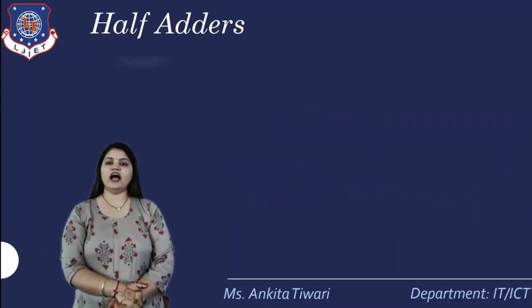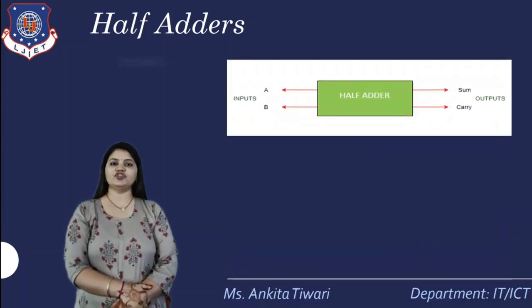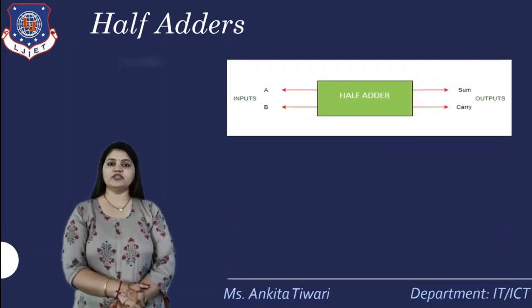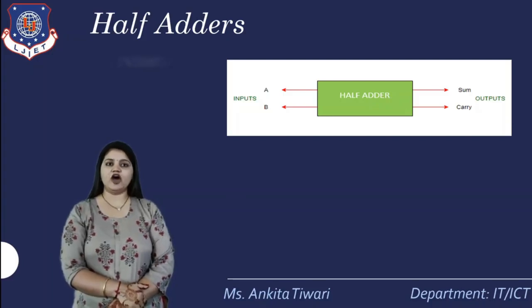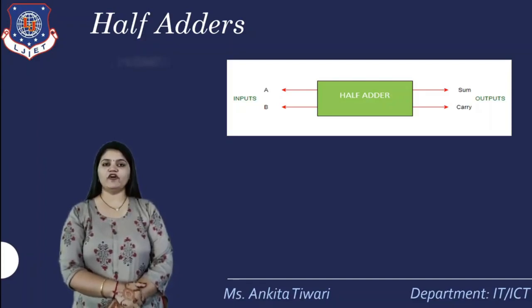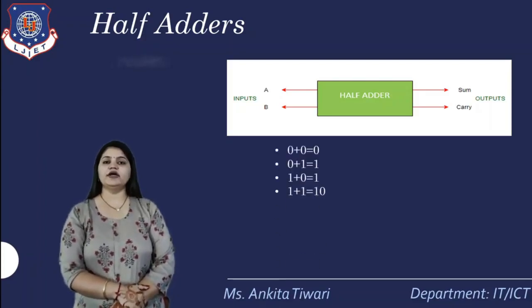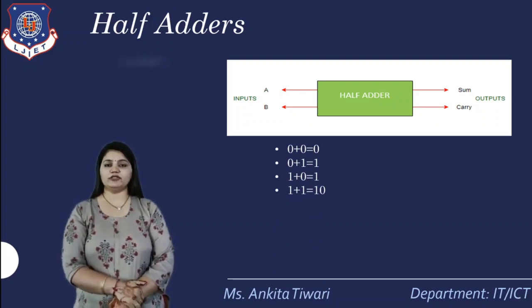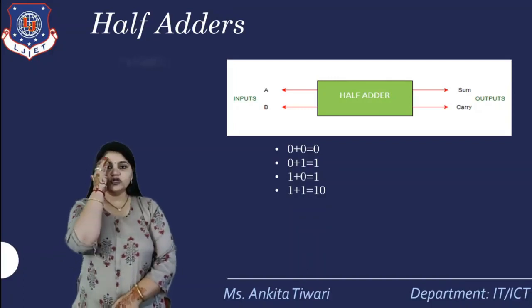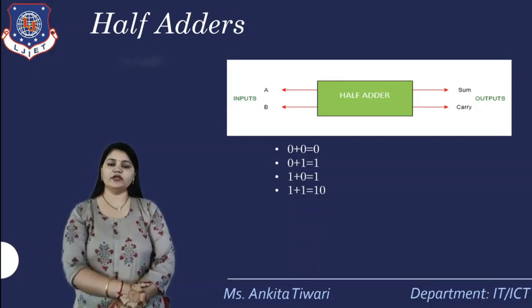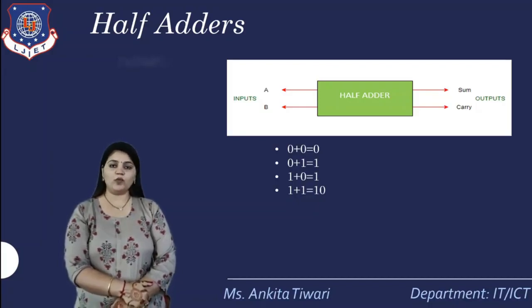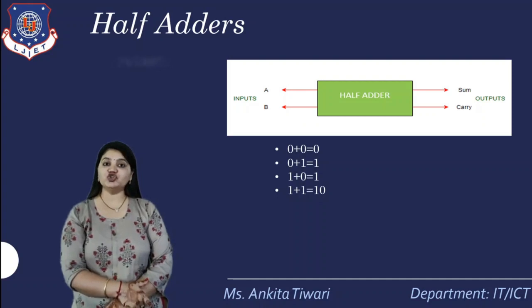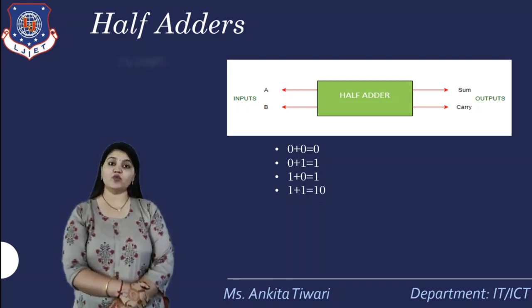The half adder is represented by this diagram, where the inputs are A and B, and the outputs are sum and carry. We always get the output in a 2-bit form, that is sum and carry. If I am adding 2 single-bit numbers, I have 4 possible cases: 0 plus 0, 0 plus 1, 1 plus 0 and 1 plus 1. Here 0 plus 0 is 0, 0 plus 1 is 1, 1 plus 0 is 1, and 1 plus 1 is 2, which is represented in binary as 10.